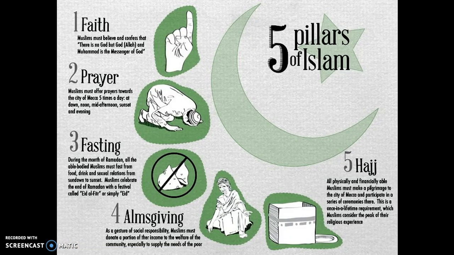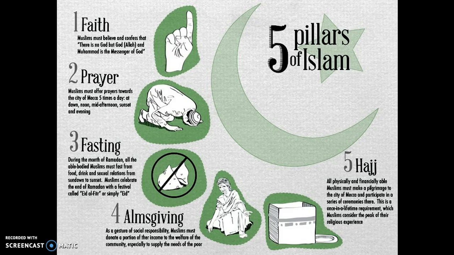There are 5 pillars in Islam. These are 5 rules that all Muslims must follow. And the more strict followers of Islam adhere to these more regularly. Number 1 is called faith. So Muslims must believe and confess that there's only one God, and that Muhammad is the messenger of God.